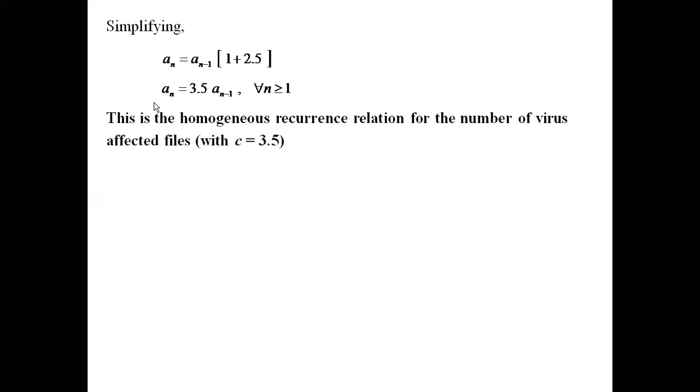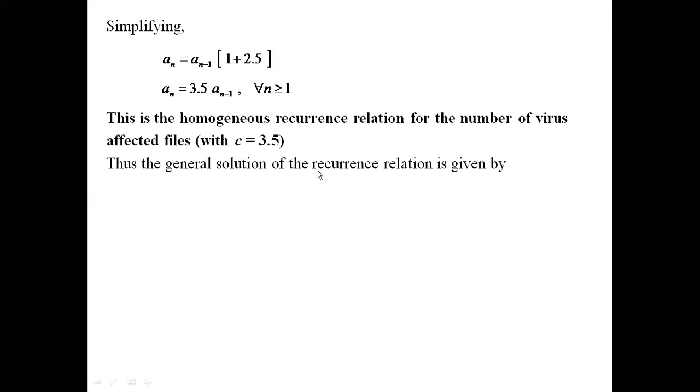So this is how we obtain the recurrence relation, and we observe this is a homogeneous recurrence relation, which is of the form An equal to C into An minus 1. So An equal to C into An minus 1 is the standard form of a homogeneous recurrence relation, and on comparison the C value is 3.5. So this gives us the homogeneous recurrence relation for the number of virus affected files.